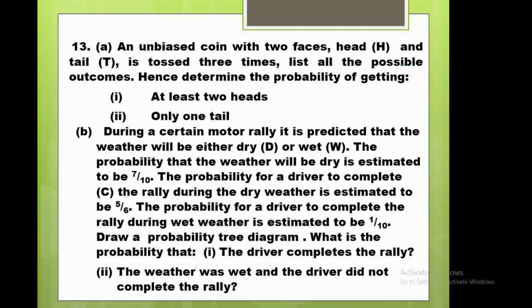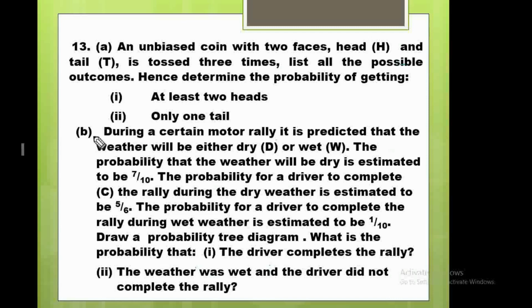In question number 13, we have part A. An unbiased coin with 2 faces, head represented by H and tail T, is tossed 3 times. List all the possible outcomes. Hence, determine the probability of getting: Roman 1, at least 2 heads; Roman 2, only 1 tail.